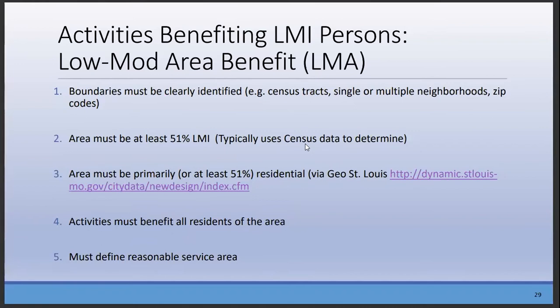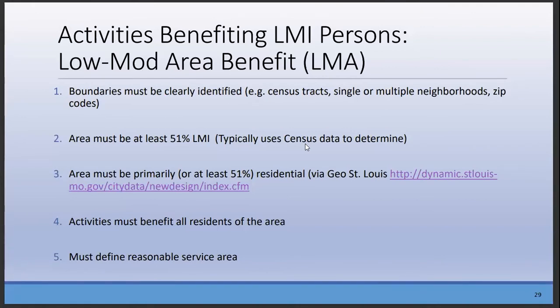Low Mod Income Area Benefit, or LMA, is a second subcategory that assists persons who are low to moderate income. LMA activities must have the following. Boundaries must be clearly defined via census tracts, neighborhoods, or zip codes. At least 51% of the service area must consist of LMI city residents. You typically use census data to make this determination.